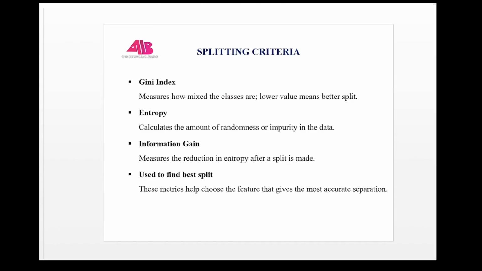prediction is made. Now let's talk about splitting criteria. This part explains how the decision tree decides which questions to ask. First is the Gini index. Gini index tells how mixed the classes are in a node. If a node has mostly one class, the Gini value will be low, and that's good. So in simple terms, lower Gini means better split.